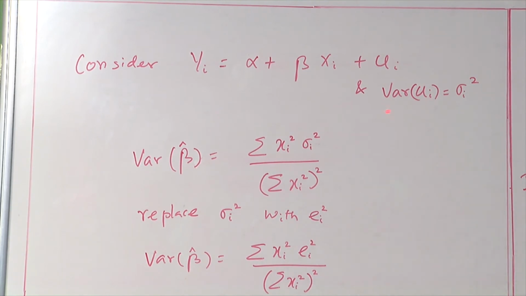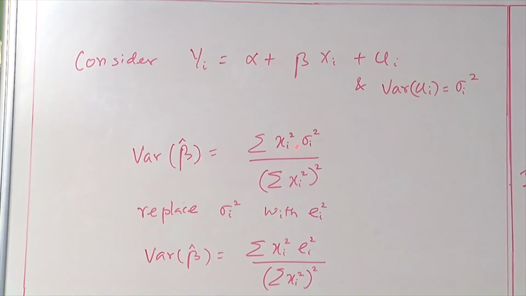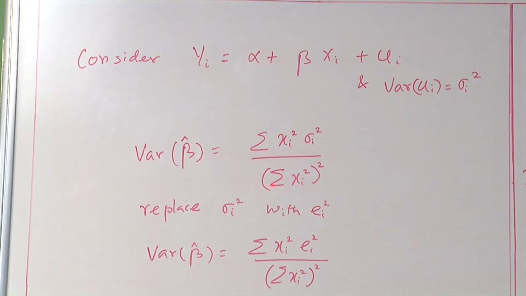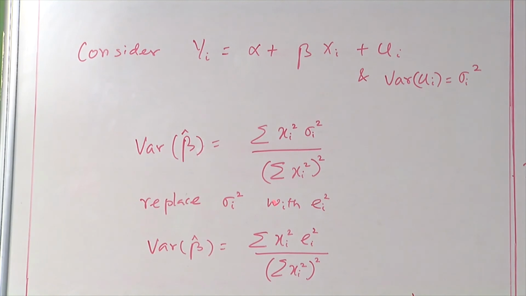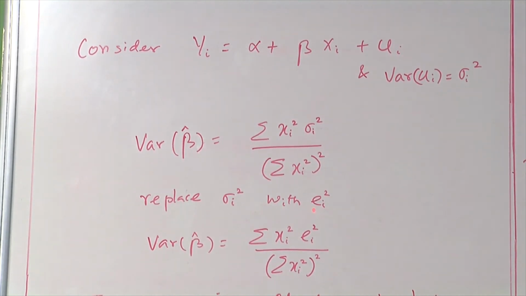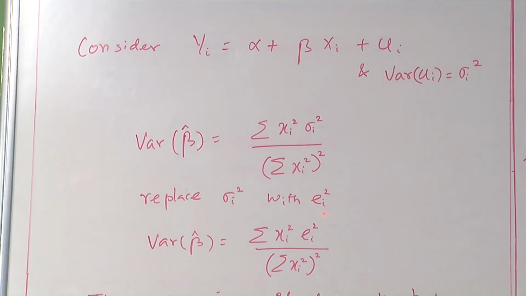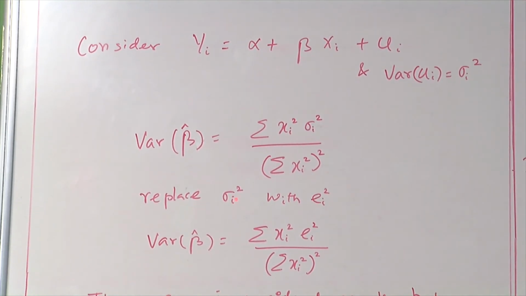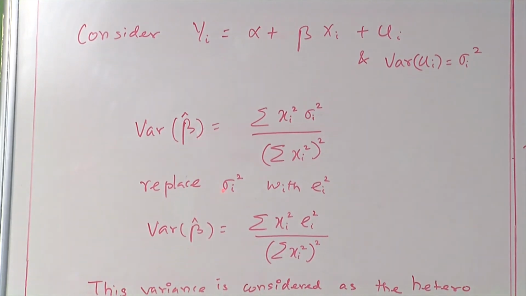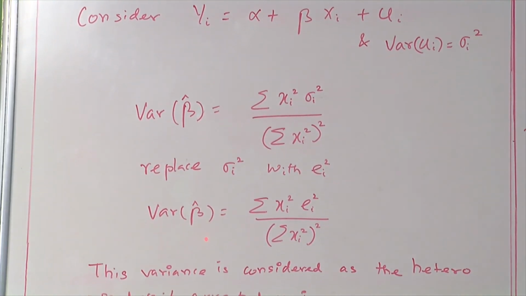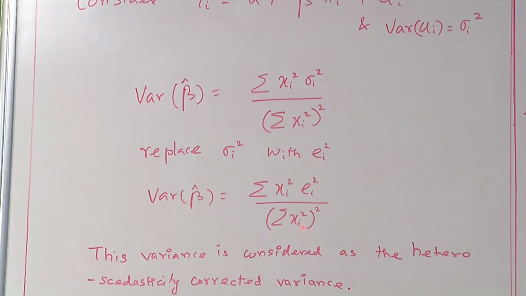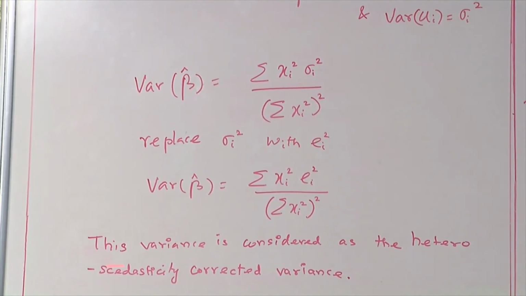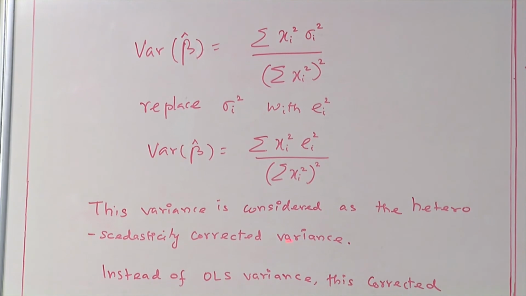Traditionally, in the presence of heteroscedasticity problem, the variance of beta is computed as sum of x_i square sigma_i square divided by the sum of x_i square the whole square. We may replace the sigma_i square with the estimated error square. So, e_i square may be used to replace the sigma_i square, and so the variance of beta hat now is sum of x_i square e_i square divided by the sum of x_i square the whole square. This variance is considered as a heteroscedasticity corrected variance.